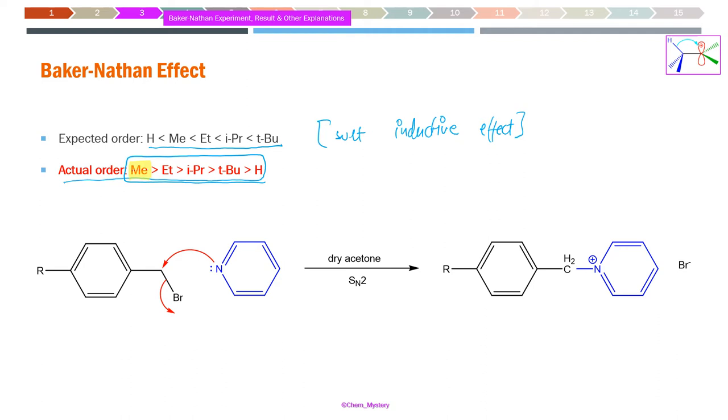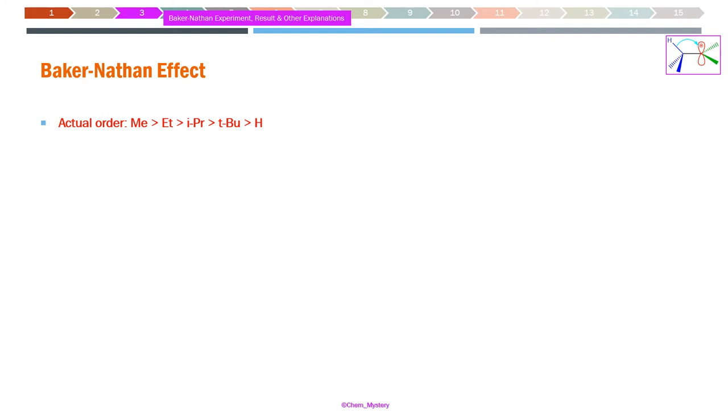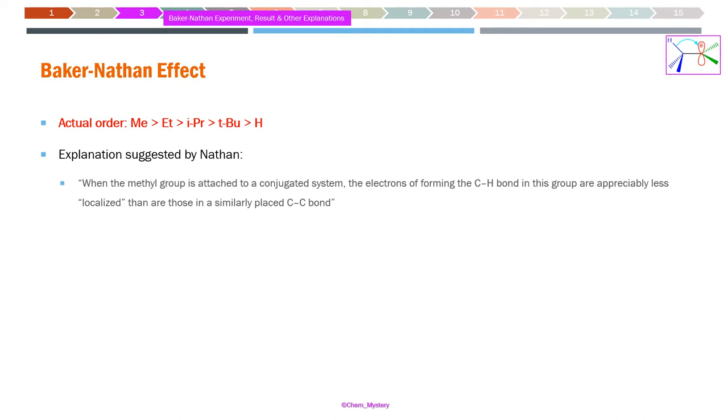If you leave hydrogen as one of the groups, then the alkyl groups are four: methyl, ethyl, isopropyl, and butyl. So methyl was having the maximum reactivity. Why would that happen? This explanation was suggested by Baker and Nathan in terms of some mechanism where those electrons in the methyl carbon hydrogen bonds are not localized. To quote these people, they actually said that the CH bond in these groups are appreciably less localized.